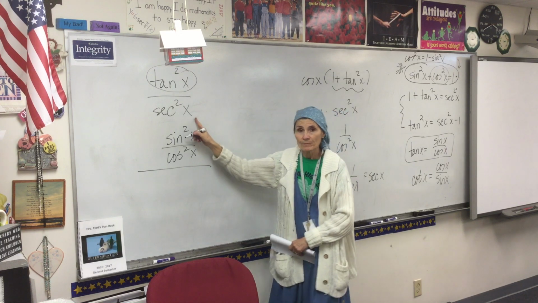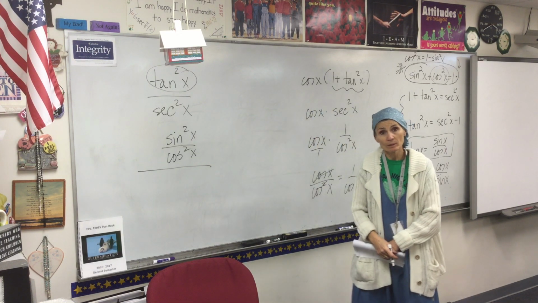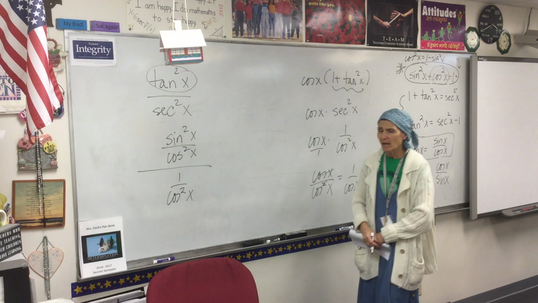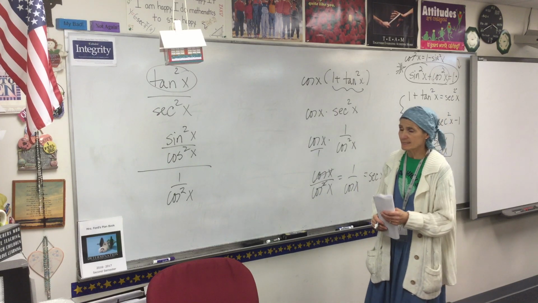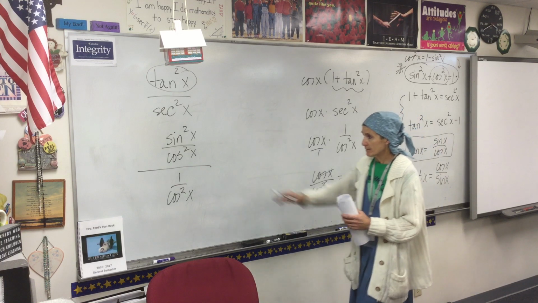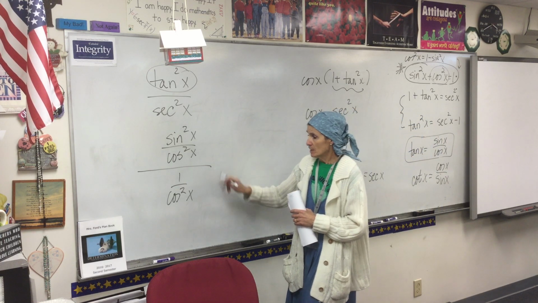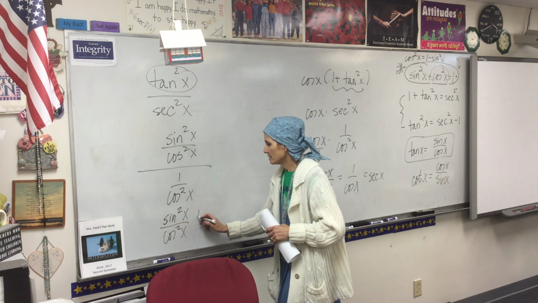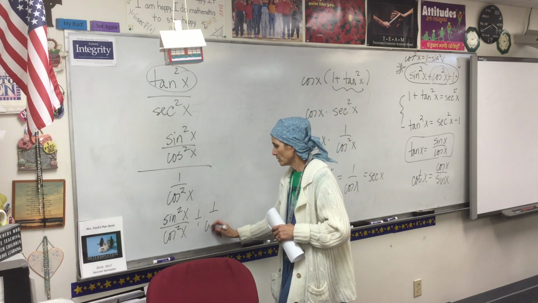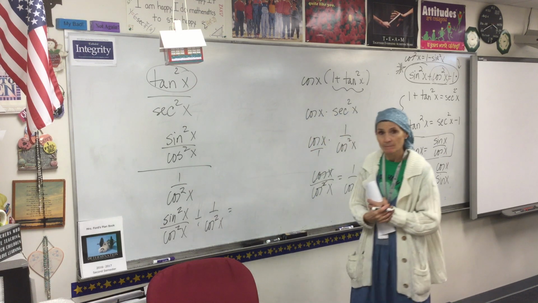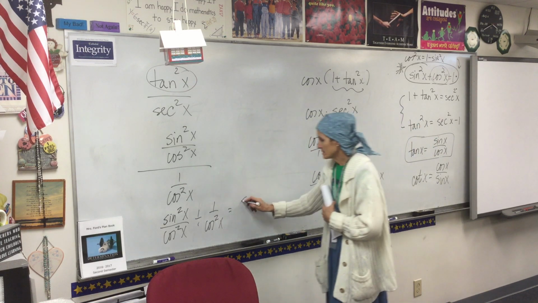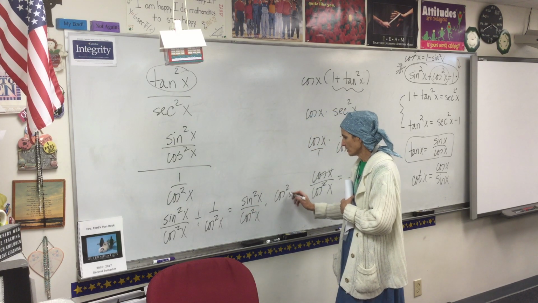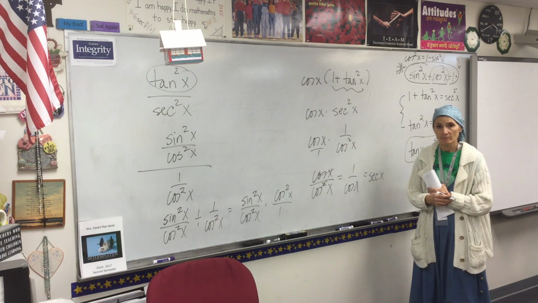Now that's over secant. Secant is the reciprocal of cosine. So that's over 1 over cosine squared. I am simply rewriting tangent and rewriting secant. Now this is a division, right? So that's sine squared, if I write it out longhand, sine squared over cosine squared, divided by 1 over cosine squared. Which is sine squared over cosine squared times cosine squared over 1.